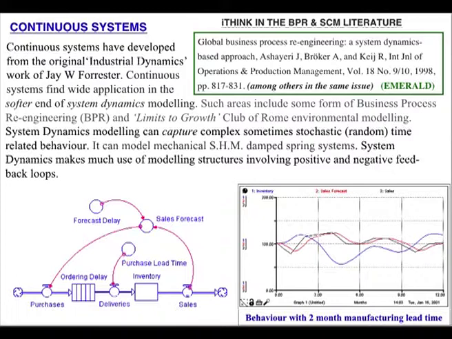System dynamics modelling can capture complex, sometimes stochastic random time related behaviour. It can model mechanical, simple harmonic motion damped spring systems. System dynamics makes much use of modelling structures involving positive and negative feedback loops. So here we have a little system with purchases, ordering delay, inventory, and effects between sales and sales forecast and forecast delay. And then we'll have an output map.